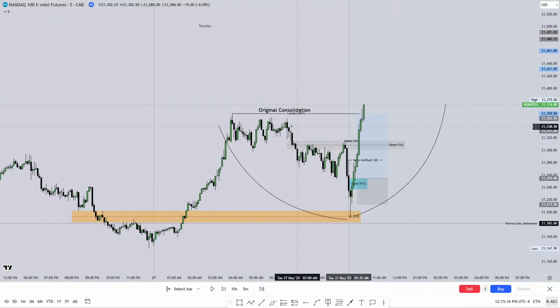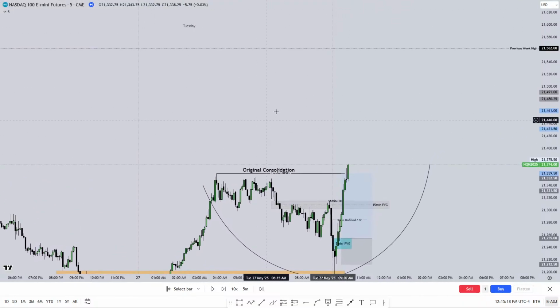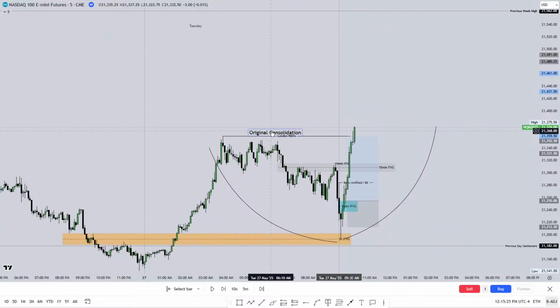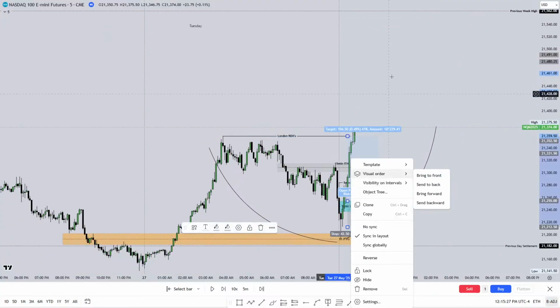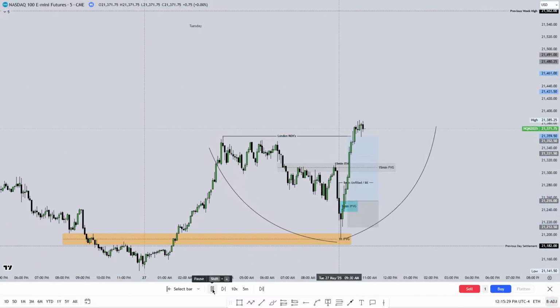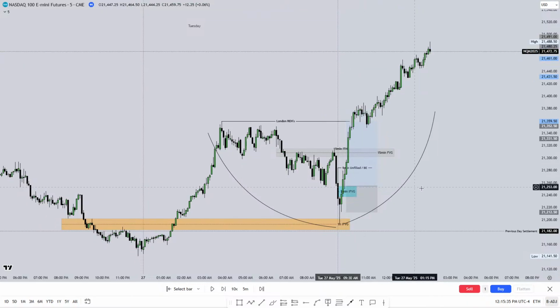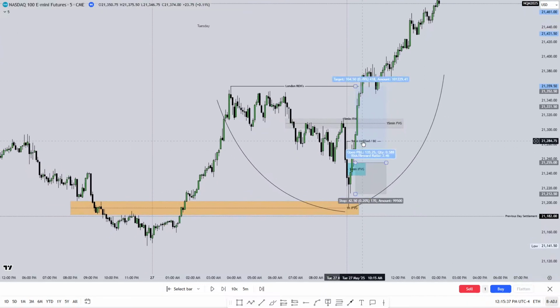So relative equal highs with London right here, resting below the previous week high, relative equal highs. So that's always just a really, really good sign that you're going to have a low resistance move higher right here, and that's what we ended up having. So that was the only trade opportunity for the model that I saw in the morning on Tuesday.